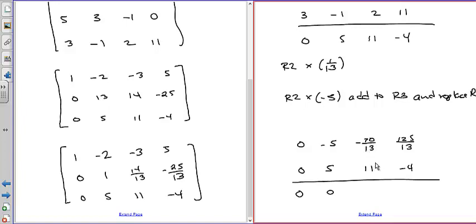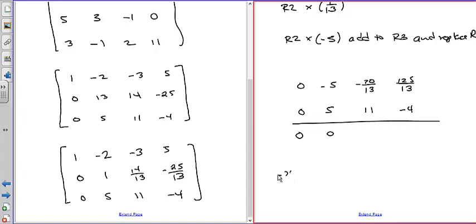Here we need to put this in terms of 13ths. So let's do this separately. So you get negative 70/13 plus, take 11 times 13 is 143. So you get 143 over 13. So 11 is 143/13. So we get 143 minus 70. That's 73/13. And here we're going to have 125/13 minus 4. So 4 times 13 is 52, so minus 52/13. So 125 minus 52 is 73. 73/13.